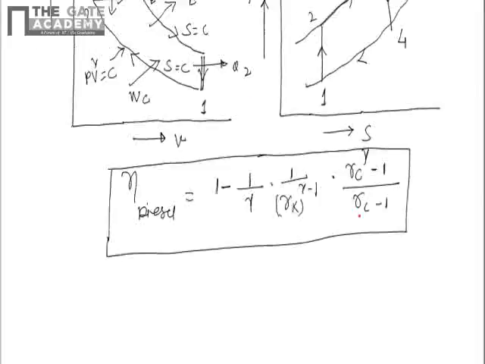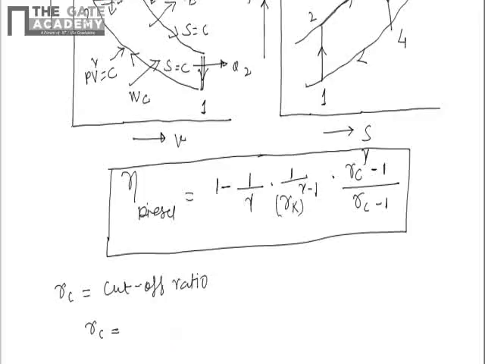So now I will discuss about Rc. Rc is nothing but the cut off ratio. The cut off ratio I am defining here, that is V3 by V2.